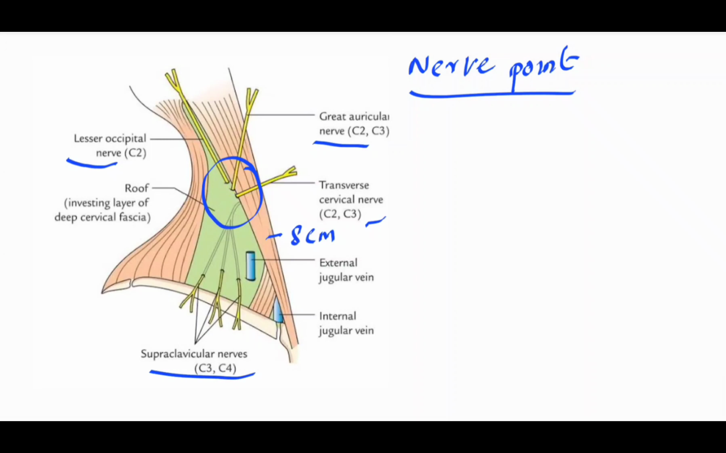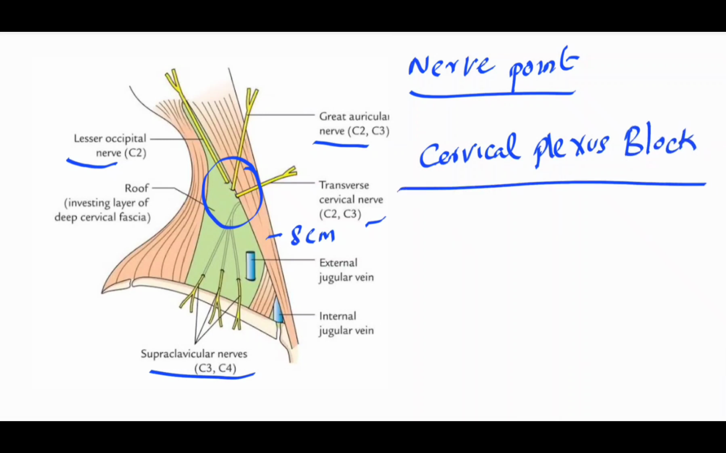What is the significance of this particular nerve point? There is a procedure called cervical plexus block. What is this procedure? In procedures like surgery in the neck region, the anesthetist inserts the needle at this particular point. The application of the anesthetic agent at this point anesthetizes all the regions supplied by all four nerves. That particular procedure is known as a cervical plexus block.